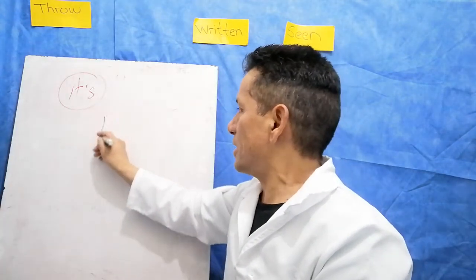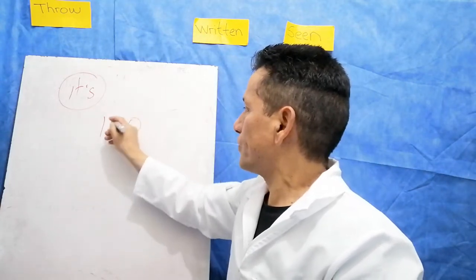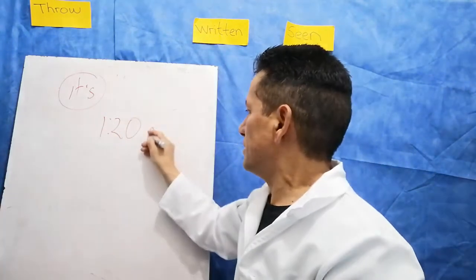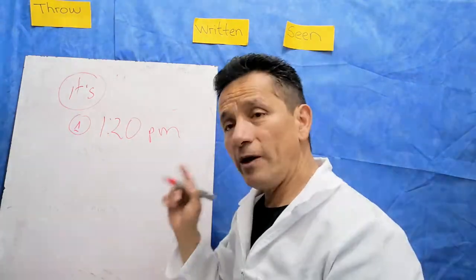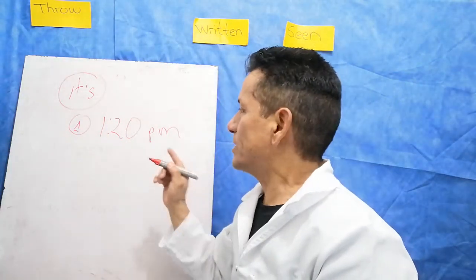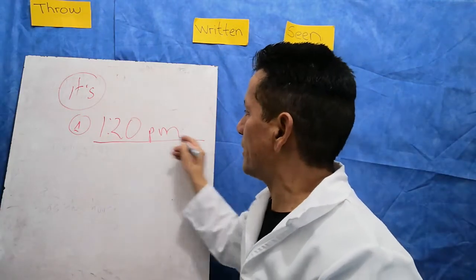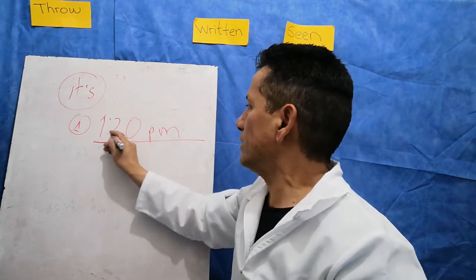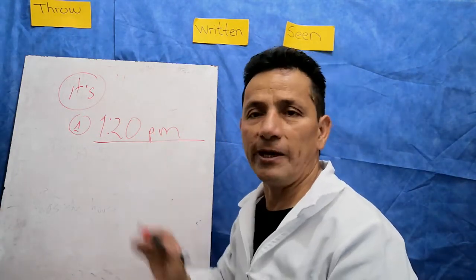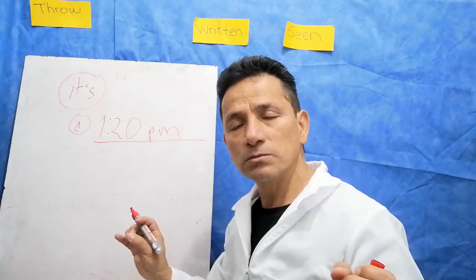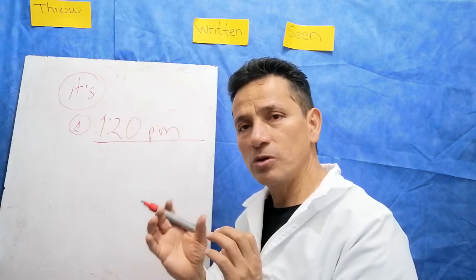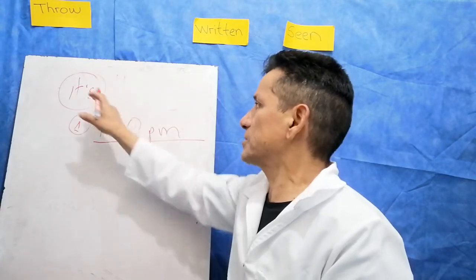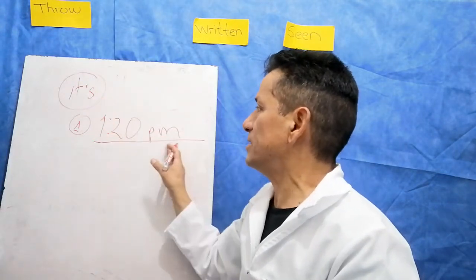But I want to tell you this. Imagine this is PM, exercise one. So in English, we say it similar like in Spanish. 1:20 PM is possible. So option one is similar like our Spanish. 1:20. What time is it? It's 1:20.